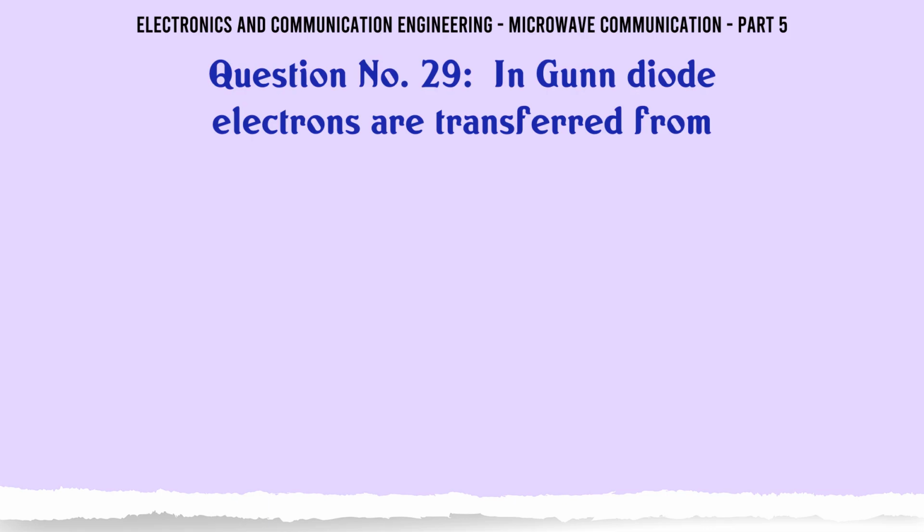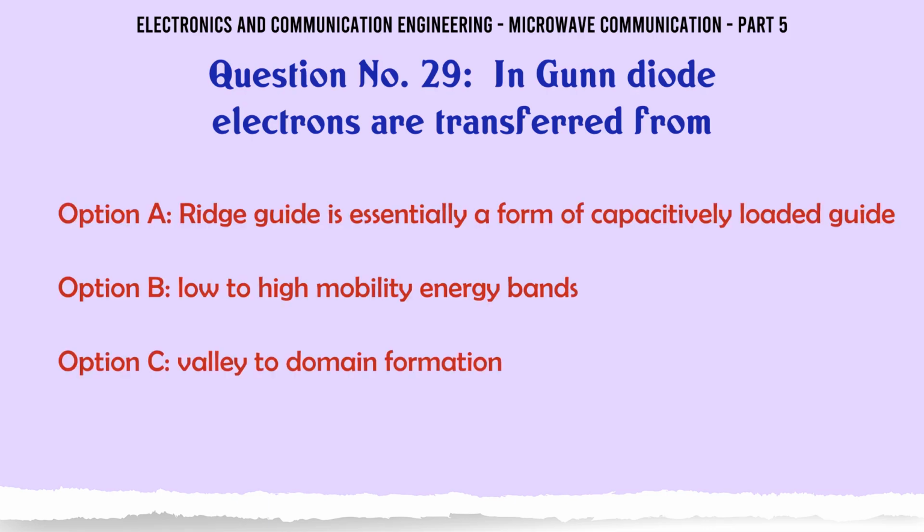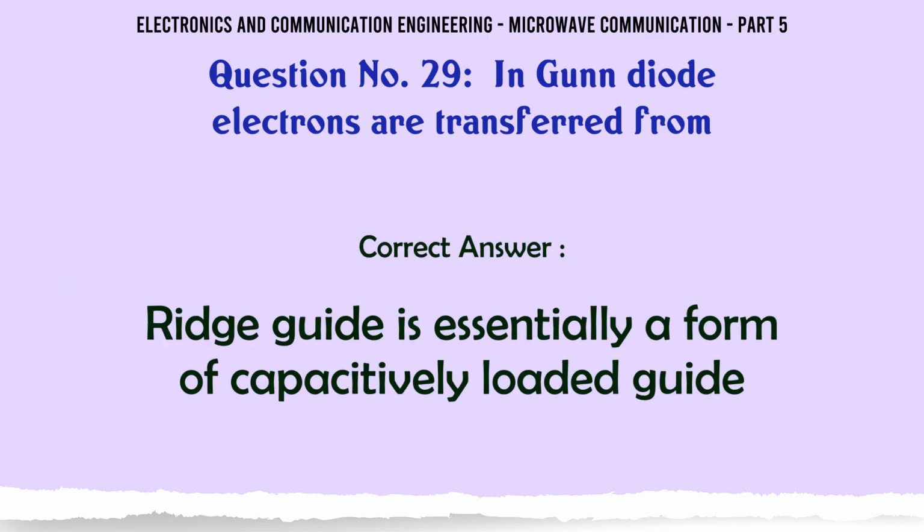In a Gunn diode, electrons are transferred from A. ridge guide is essentially a form of capacitively loaded guide. B. low to high mobility energy bands. C. valley to domain formation. D. domain to valley formation. The correct answer is ridge guide is essentially a form of capacitively loaded guide.